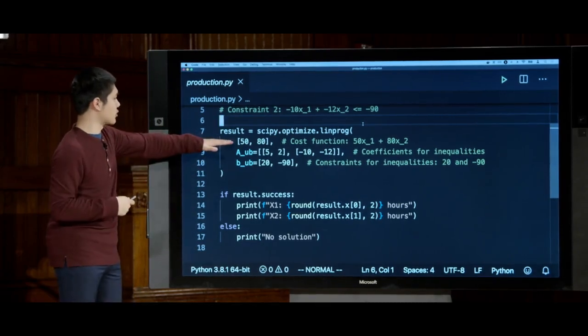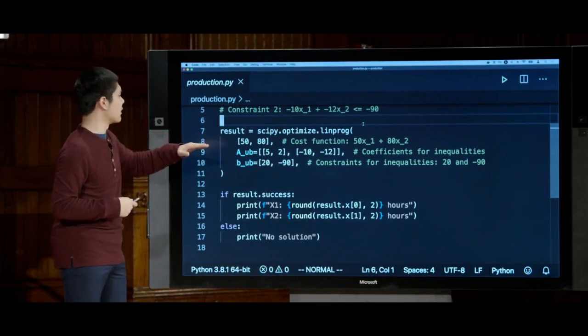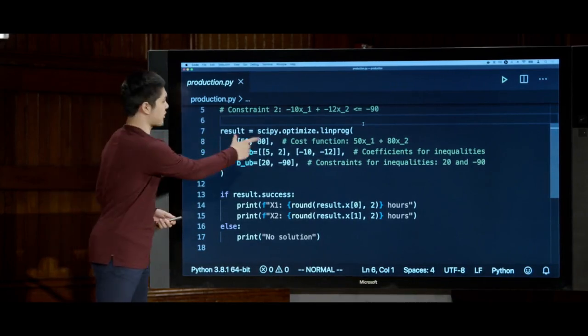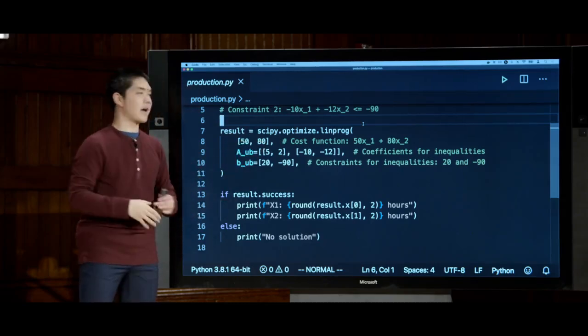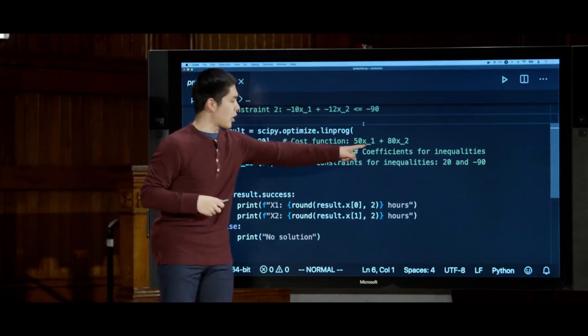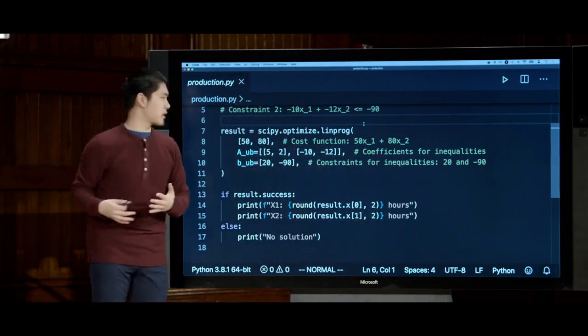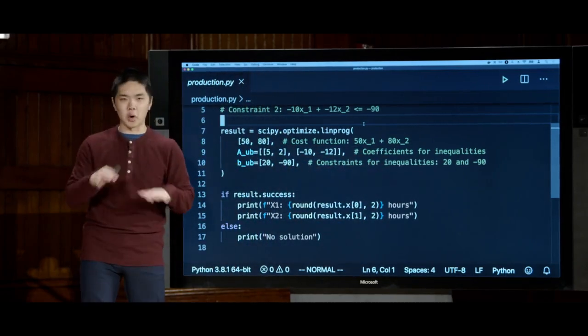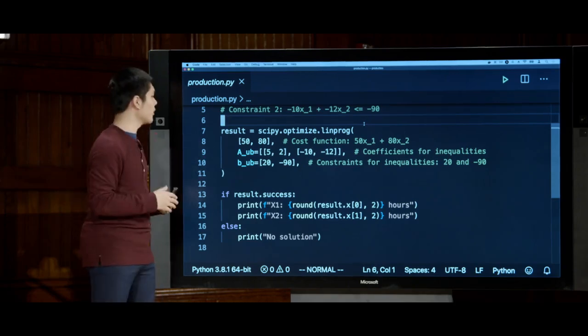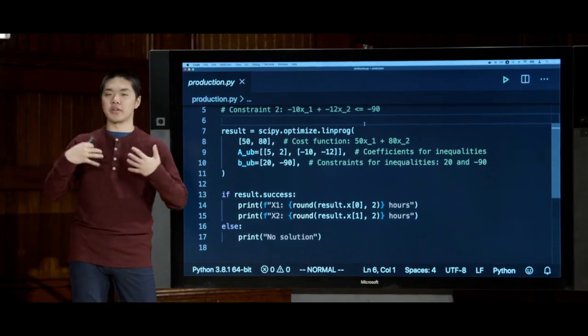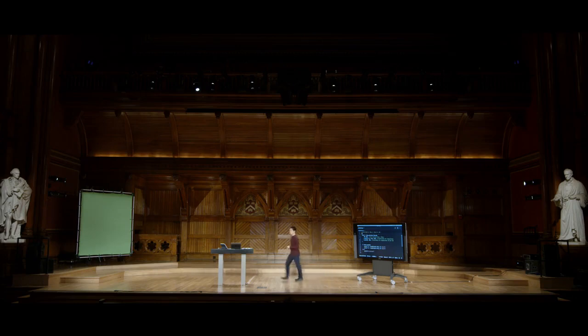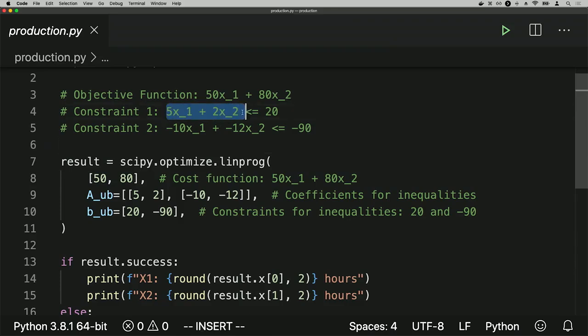But the first argument to scipy.optimize.linprog is the cost function, which is in this case just an array or a list that has 50 and 80, because my original cost function was 50 times x1 plus 80 times x2. So I just tell Python 50 and 80, those are the coefficients that I am now trying to optimize for. And then I provide all of the constraints. The constraints, which I wrote up above in comments, are: constraint 1 is 5x1 plus 2x2 is less than or equal to 20. And constraint 2 is negative 10x1 plus negative 12x2 is less than or equal to negative 90.